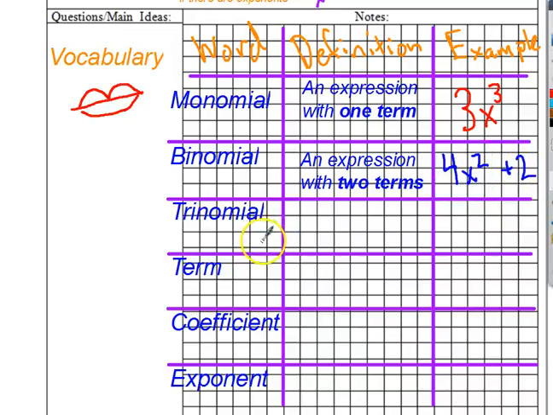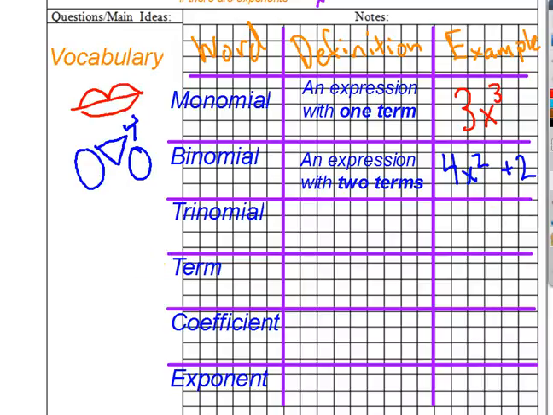Can anybody think of something that has a prefix bi? Try to keep it clean. A bicycle. So yeah, the traditional way of remembering that a binomial has 2 terms is a bicycle. So I'm going to draw a picture of a bicycle.